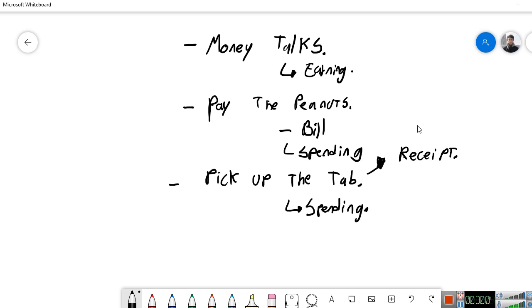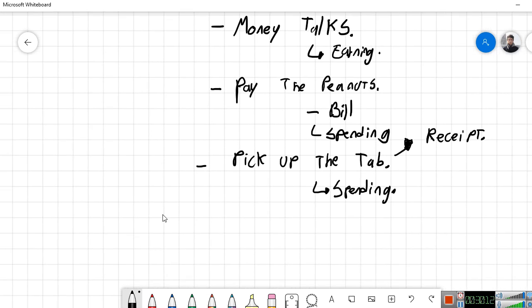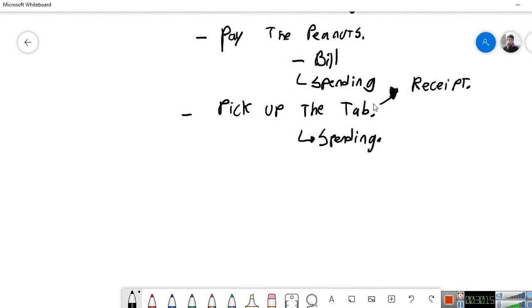And that was a very good example of when things get very confusing. And well, when we know about the culture, like tab in this case, it's used interchangeably with receipt. Well, we know that we're talking about spending.